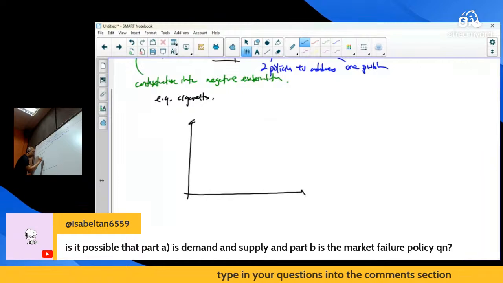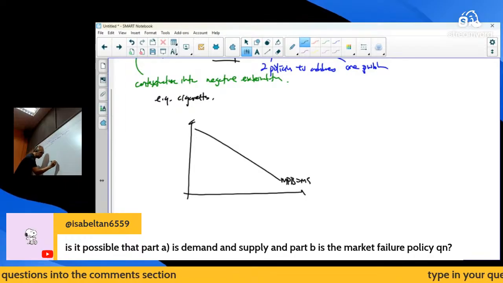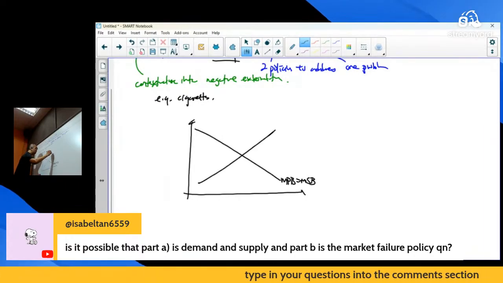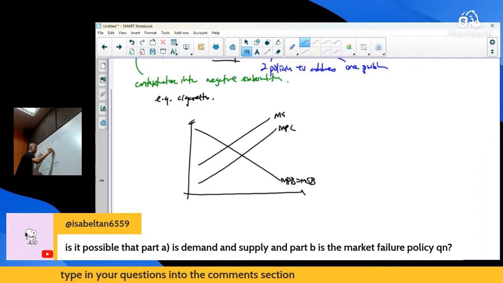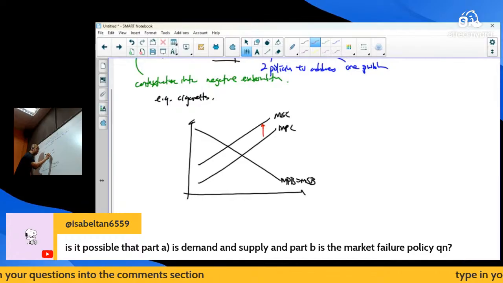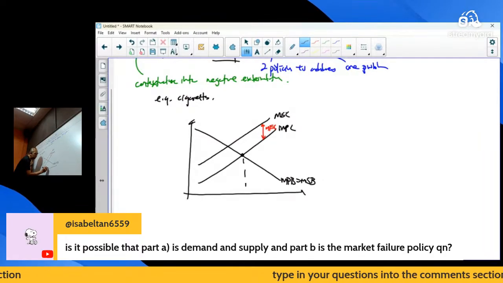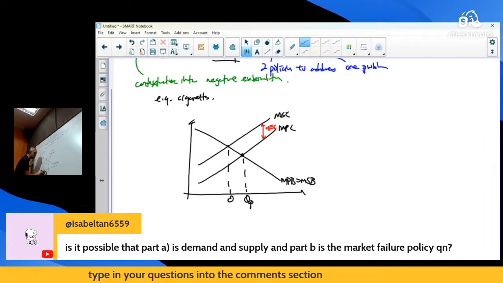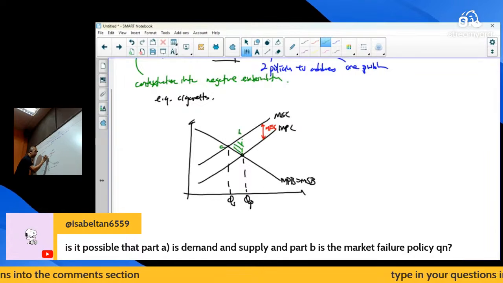So let's draw the negative externality first for cigarettes. You have MPB equals to MSB, so we assume that there's no positive externality to consumption of cigarettes. Then MPC is the private cost to the consumer, and you have a marginal social cost that is higher, indicating that it's external cost. So private optimum, QP, is higher than social optimum, QS, resulting in a deadweight loss equal to area ABC.